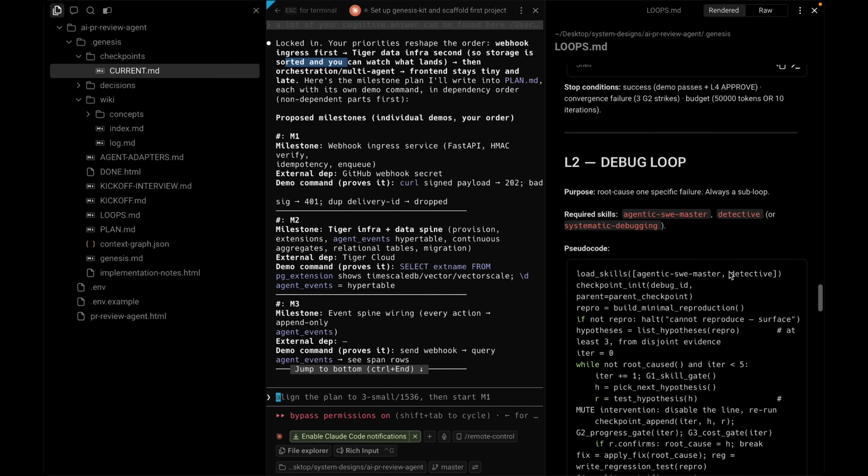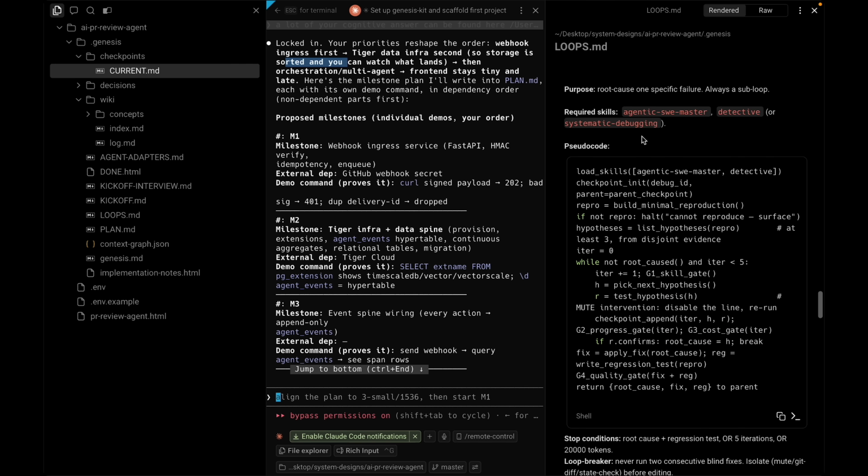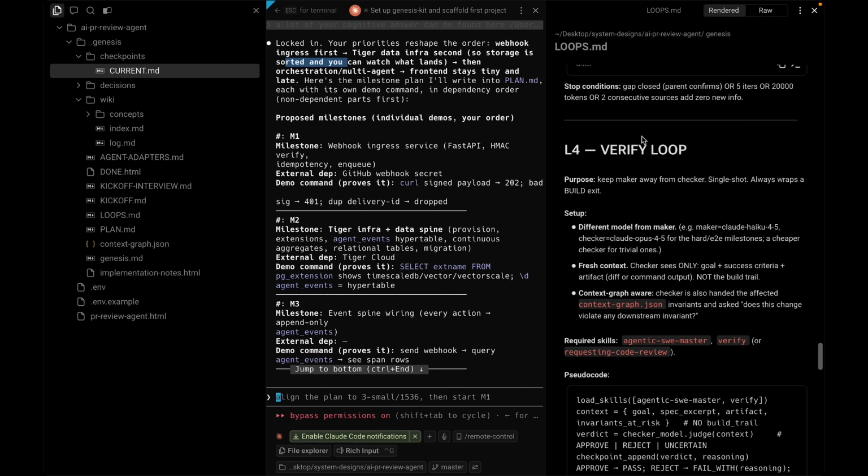Similarly, it will call this debug loop. So everything, even the debug, comes in the loop. If it calls the research loop, this research loop will keep on looping until this task is completed. So you can go ahead and read more about my program Genesis Kit in detail there, but this is exactly what will happen.